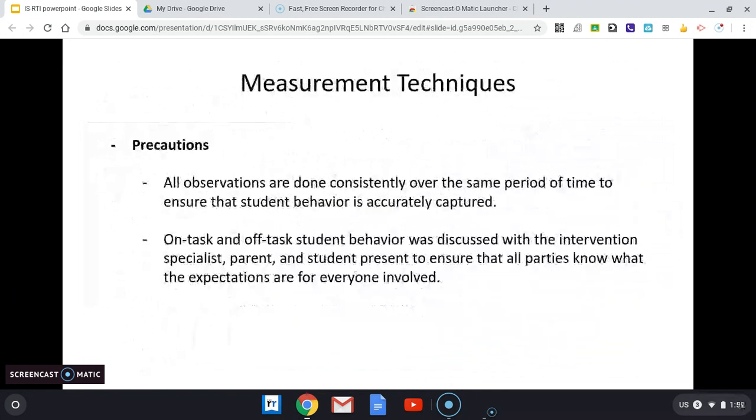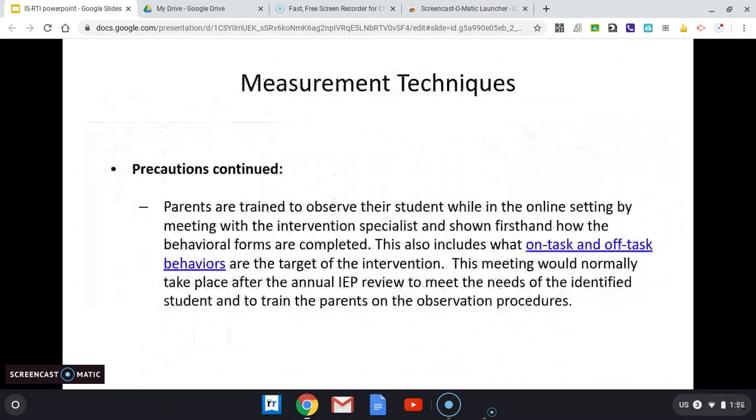Some of the precautions, I want it to be done consistently over the same time period, daily. And then the on and off task behaviors are discussed with the intervention specialist, parent, and student all present so that they all know what's expected for everyone. Some more precautions. This is taken after the annual IEP review once the identified behaviors have been represented and can be targeted. And then I'm going to get into what the on and off task behaviors are.